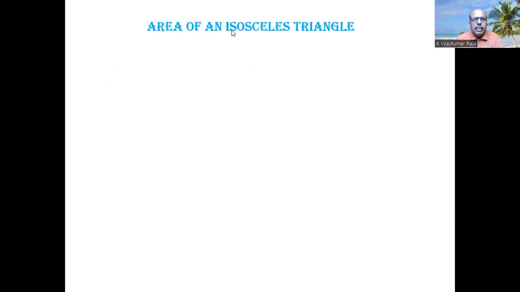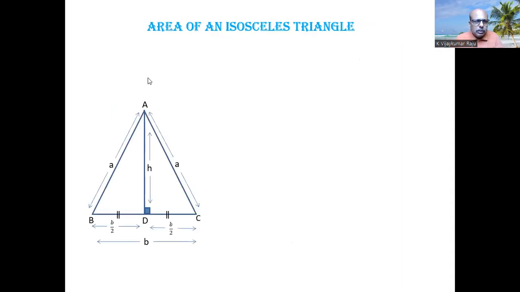Now let us find the area of an isosceles triangle. What's an isosceles triangle? An isosceles triangle is a triangle having two of its sides equal. So this is an isosceles triangle. This side and this side both are equal, and this is a perpendicular, and the perpendicular divides the baseline into two equal halves. So it is b by 2, b by 2. And this is the height of the triangle.